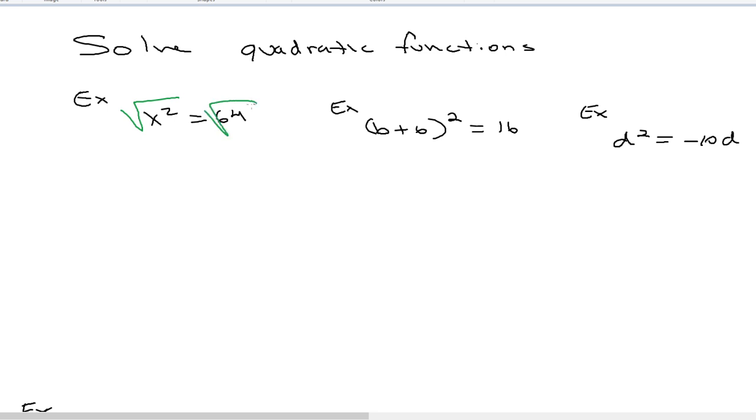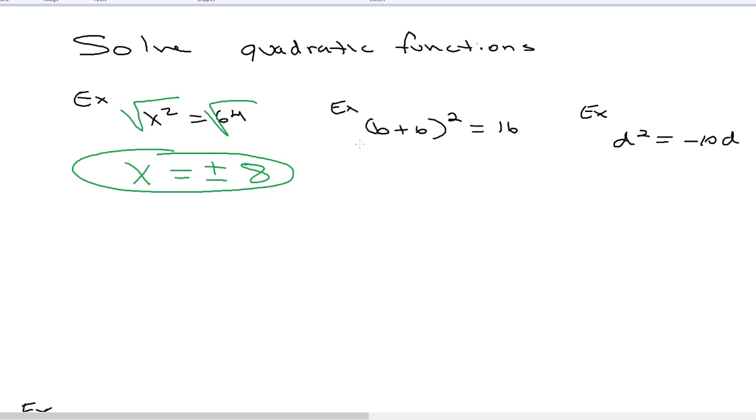Square root both sides. Now when we do this, we are going to get two answers, a positive and a negative answer on this side. What is the root of 64? Well, the answer is 8. So we have two answers. x is equal to positive and negative 8.